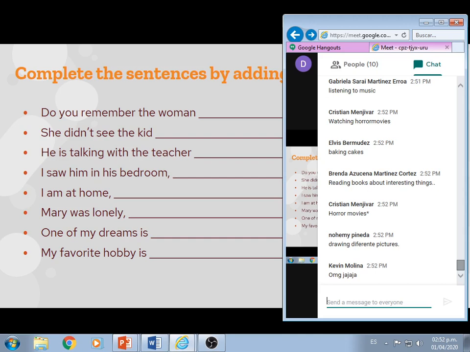Let's continue. Noemi Pineda, drawing different pictures. Check the spelling of different, Noemi. Okay, Kevin says, oh my god. What is oh my god? Okay. Okay, but that's perfect, guys. Listening to music, reading books, watching horror movies, baking cakes, drawing pictures. That's something good. Wow, let's see. Let's move on to the last one, guys.